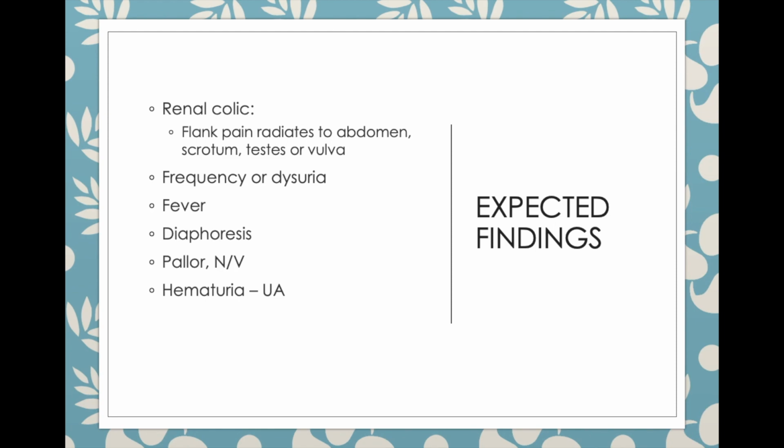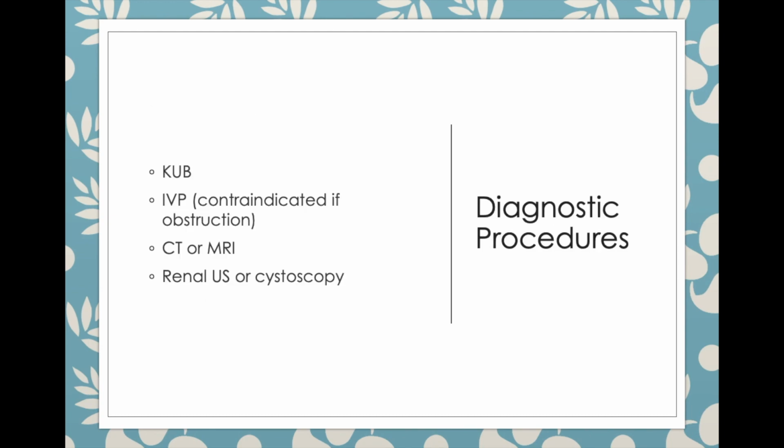They're also going to have frequency or dysuria, which is painful urination. They could possibly have fever and increased white blood cells. They could have sweating. Their skin might be pale. They might have nausea and vomiting. And another sign and symptom that is very common is hematuria, which is red blood cells in the urine analysis, okay? Because of that kidney stone traveling down, it's basically hurting the insides and causing red blood cells to drain out in the urine.